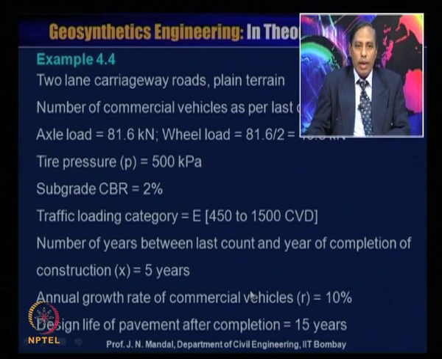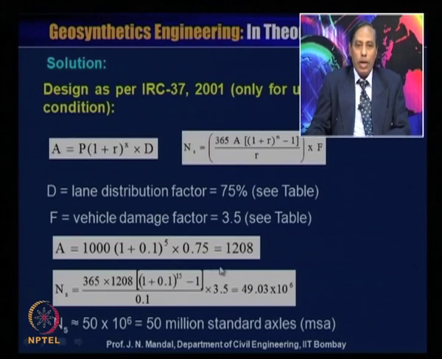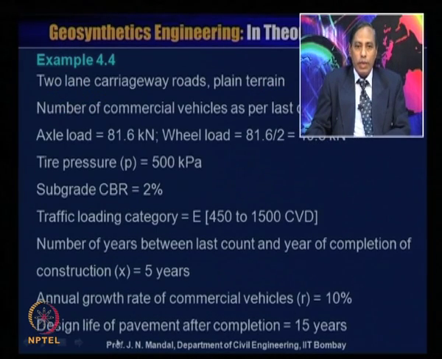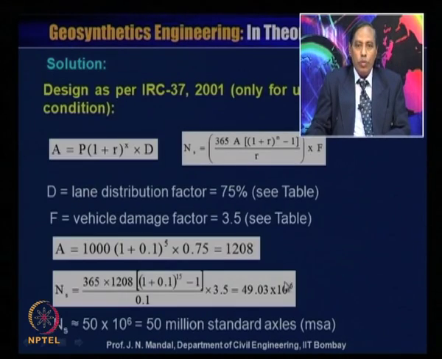Here the annual growth rate of the commercial vehicle is 10%, so R is equal to 0.1, raised to the power N. N is how many years? That means 15 years. We have considered the design life of the pavement completion N as 15 years. So we have taken (1.1 to the power 15 minus 1) divided by R, again R is equal to 0.1, into F. F is equal to the vehicle damage factor. This damage factor we have calculated from the table, that is 3.5.